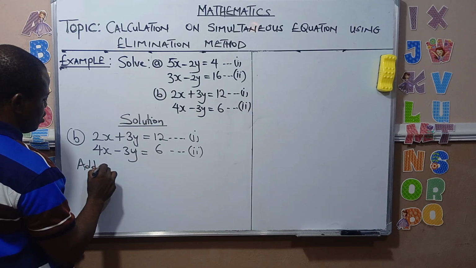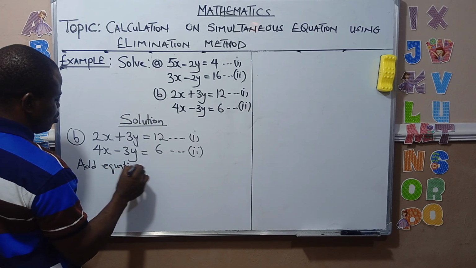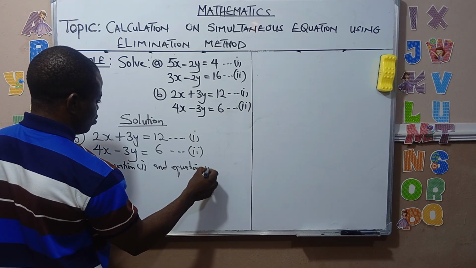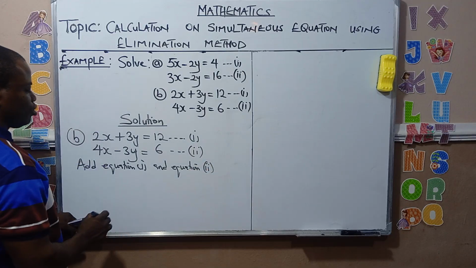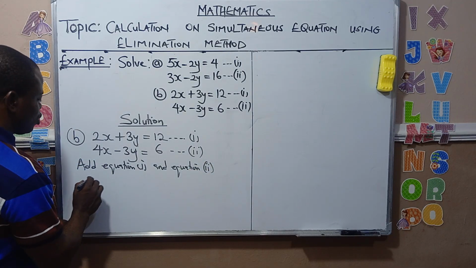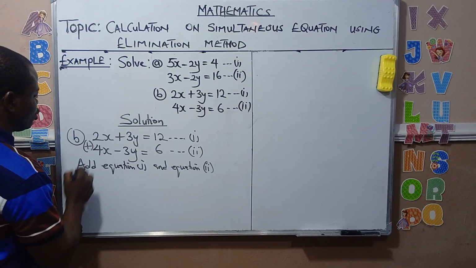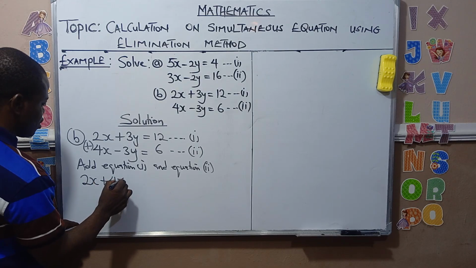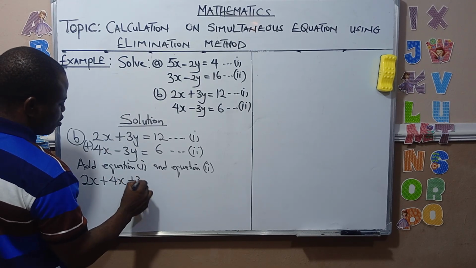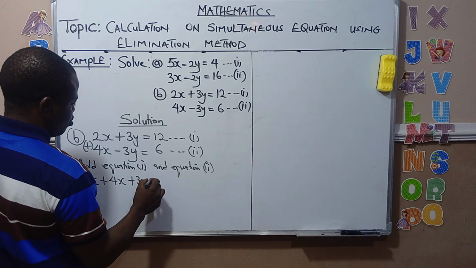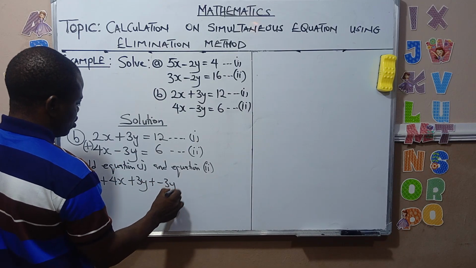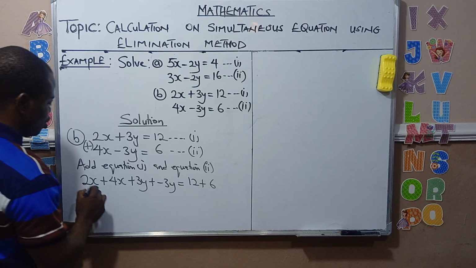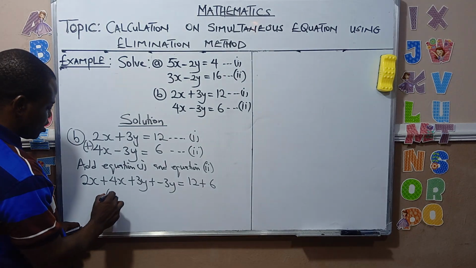Add equation 1 and equation 2. When you add equation 1 and equation 2, put this sign of addition so that you don't forget. 2x plus 4x, plus 3y of equation 1 plus minus 3y, equals 12 plus 6. 2x plus 4x is 6x.